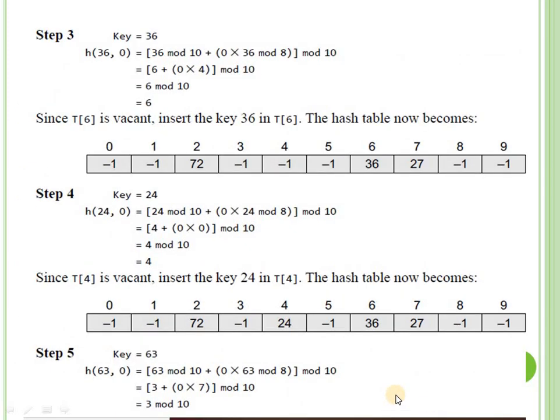Now next is key 36. For that we are calculating H of 36, 0, which is 36 mod 10 plus 0 into 36 mod 8. The I value is 0. So here 0 into 36 mod 8, whole mod 10.